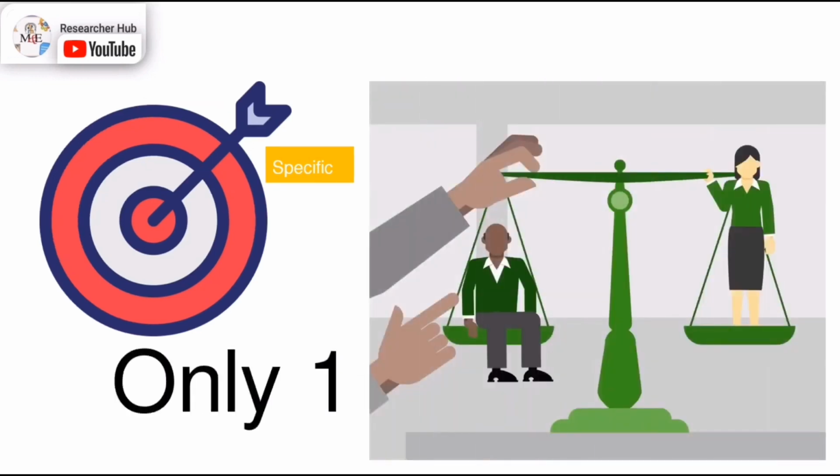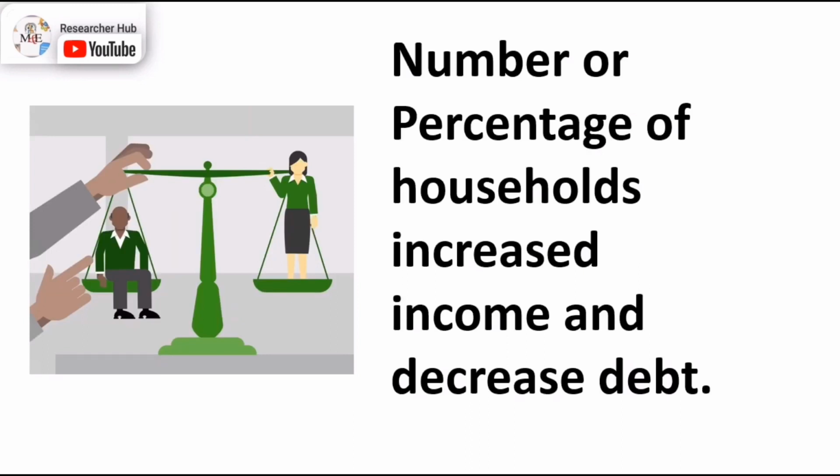Beyond that, a good indicator must measure only one thing in that statement. What do I mean by that? I'm not sure about your experience, but in my experience, I have met many indicators that try to measure more than one thing at a time. Here's one example that I can share with you: number or percentage of households that increase income and decrease debt. I have met this sort of indicator many times.